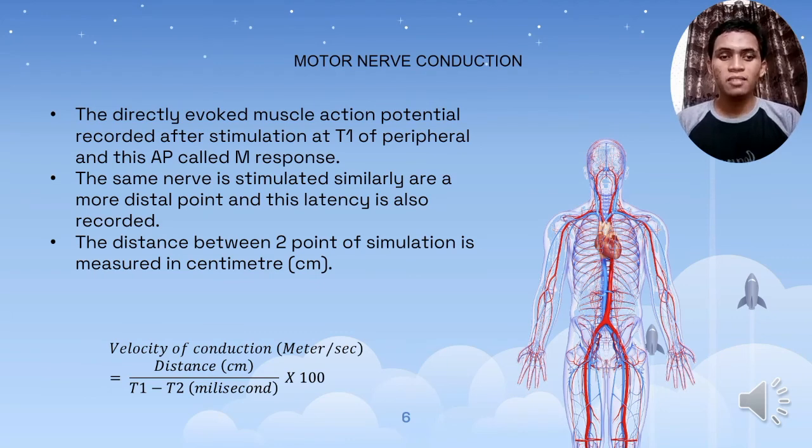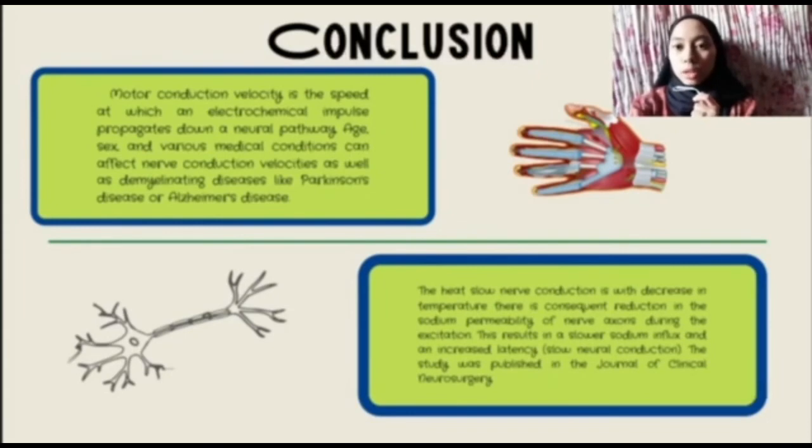So the conclusion: motor conduction velocity, CV, is an important aspect of nerve conduction study. It is the speed at which an electrochemical impulse propagates down a neural pathway. Conduction velocity is affected by a wide array of factors, which include age, sex, and various medical conditions. The study allows for better diagnosis of various neuropathies, especially demyelinating disease, as this results in reduced or non-existent conduction velocity.